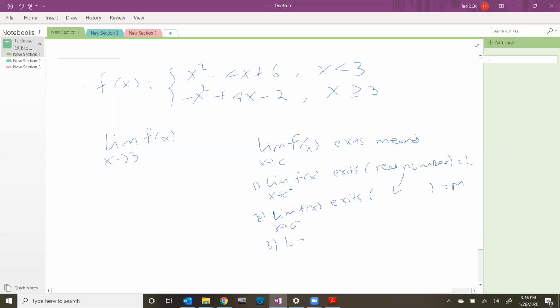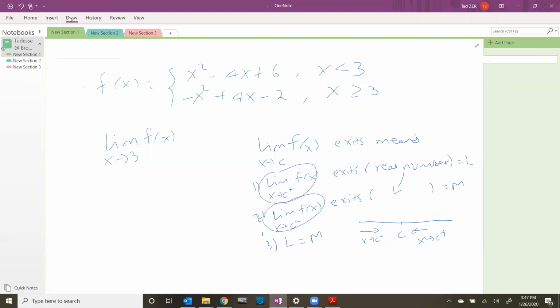Third, the two limits L and M must be the same. So when you approach c from the right and from the left, the limits must be real numbers, and the two one-sided limits, the right hand limit and the left hand limit, must be the same. If that is the case, we say the limit exists. So for a piecewise function, that's exactly what we're going to do.